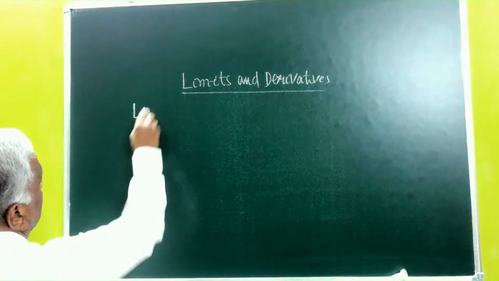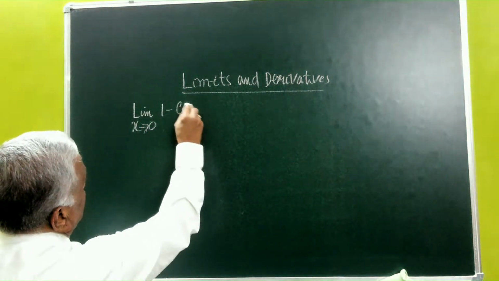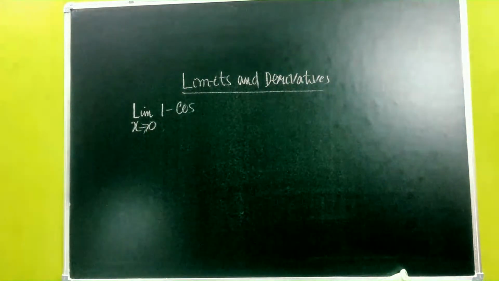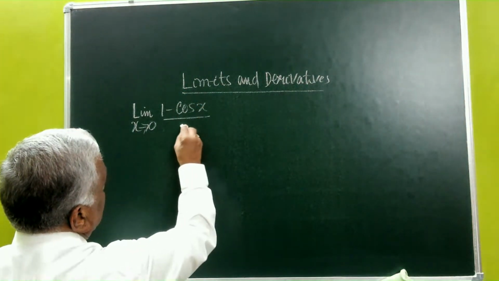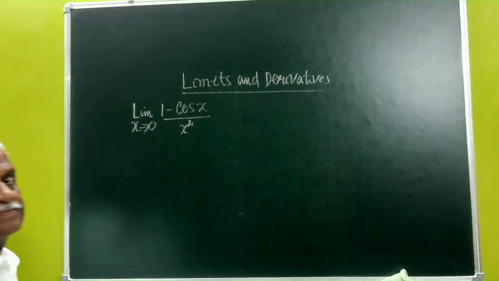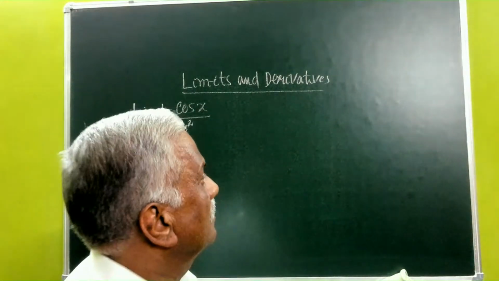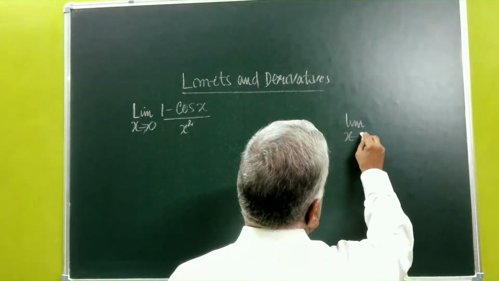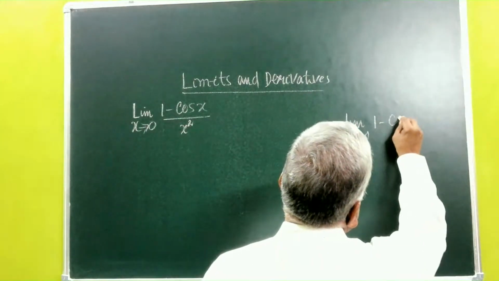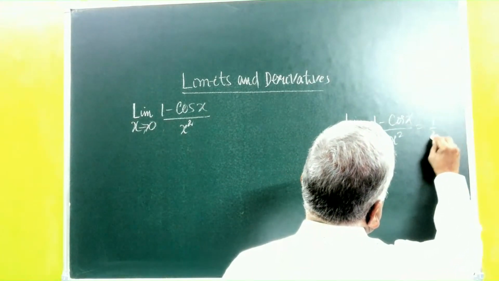Limit x tends to 0, 1 minus cos x by x square. This is a standard problem. If you can remember, this also has a standard limit: limit x tends to 0, 1 minus cos x by x square is equal to 1 by 2.